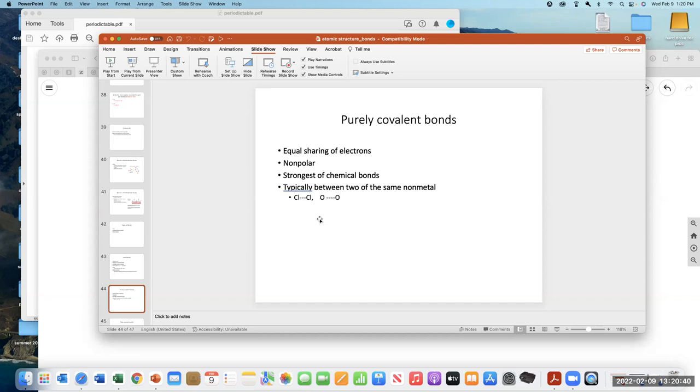Is that why we get a lot of dioxides? Not really, no.